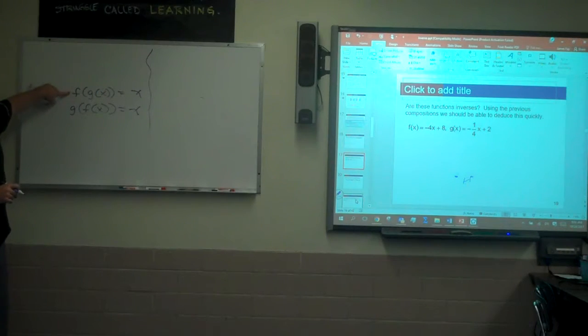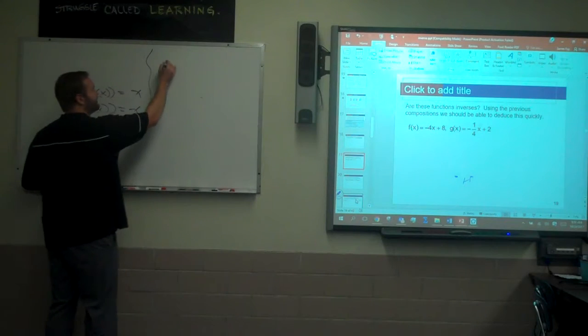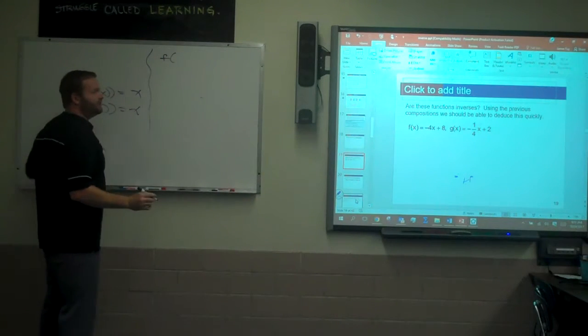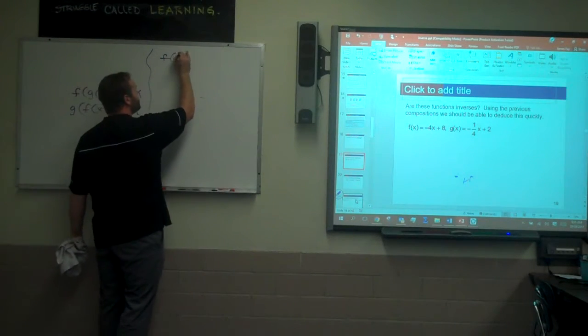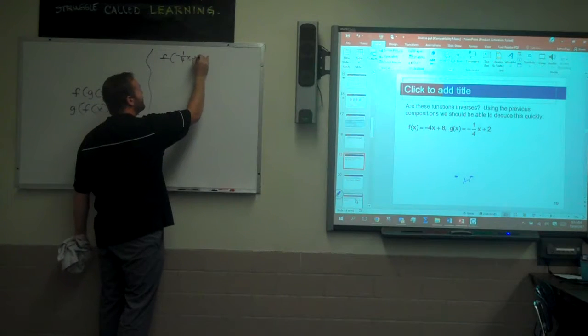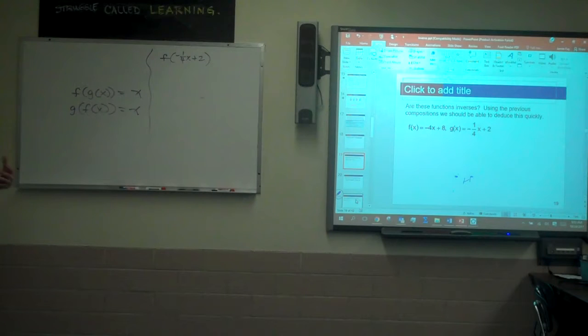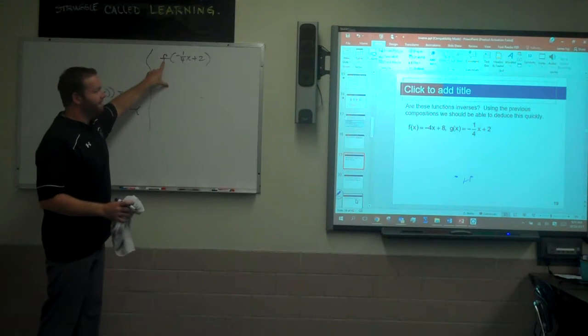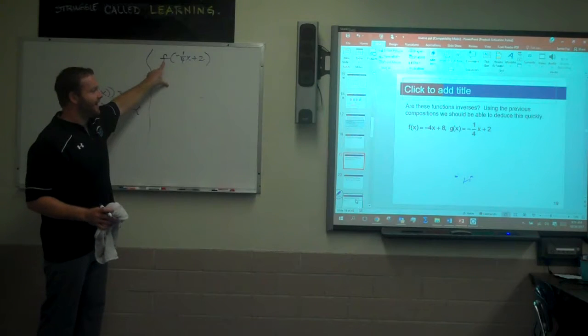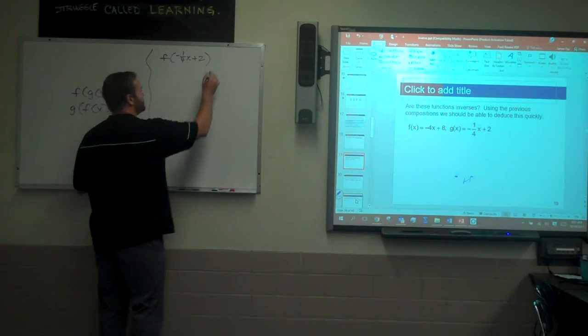But we're going to apply this first rule. We go f of g of x. F of g becomes negative 1/4 x plus 2, right? All right. So that's the first step that we've always done with compositions. Now, I'm going to go to the f function, and wherever I see x, I'm going to replace it with that. So it's going to look like this.